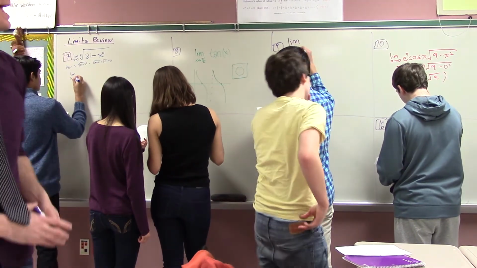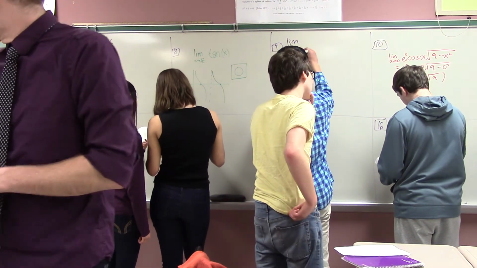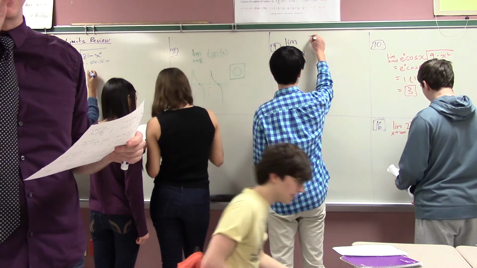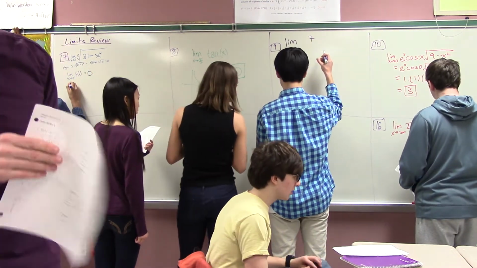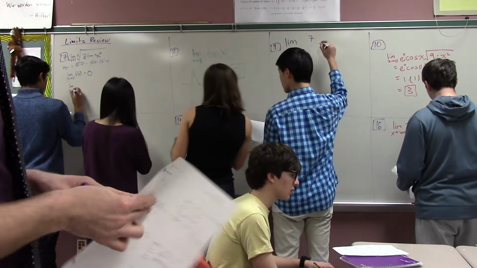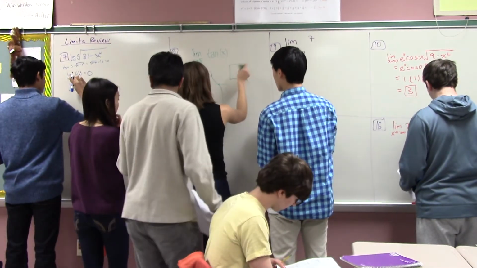Welcome to Analysis 1A, Lecture 4. We ended last class where we were going over Limits Review 1, this worksheet, but sort of ran out of time. Is that visible? Yeah. And so now we're putting some of the problems up on the board.